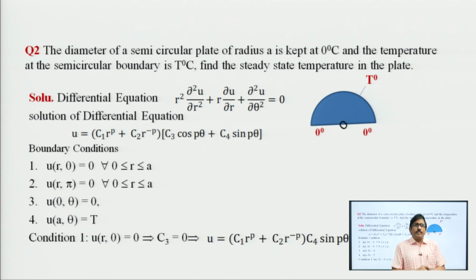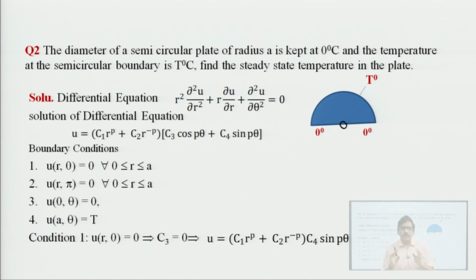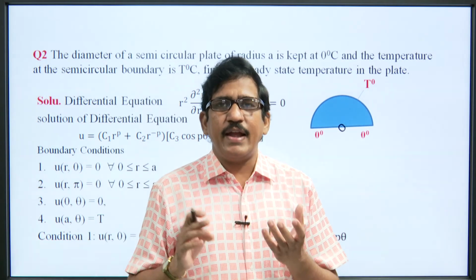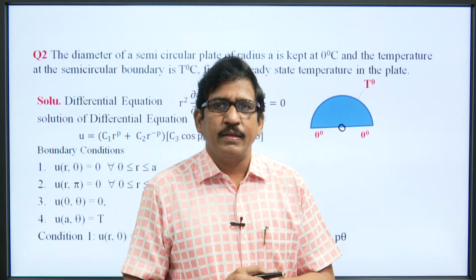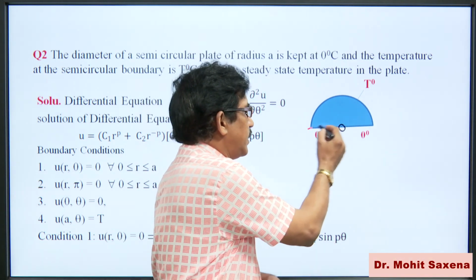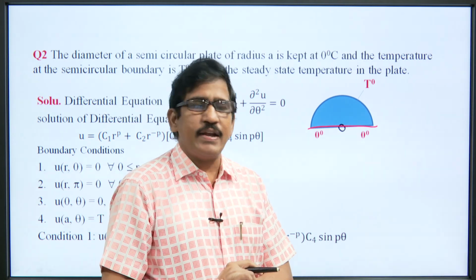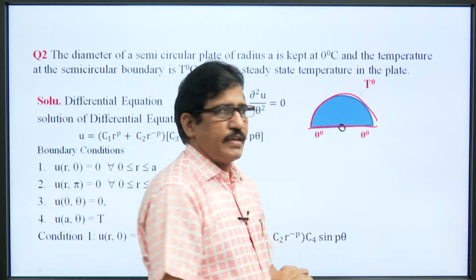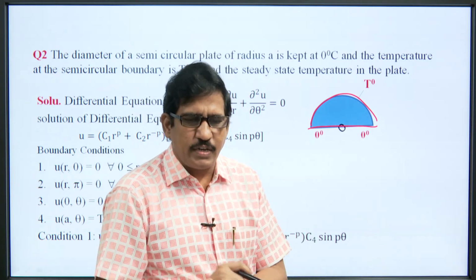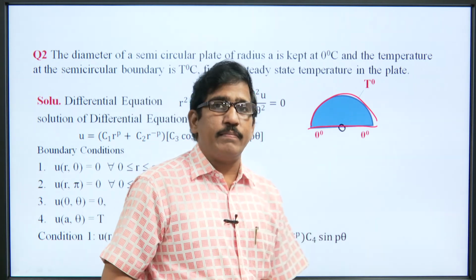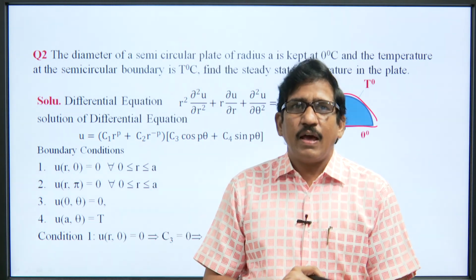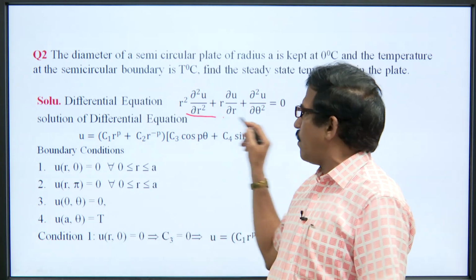The diameter of a semicircular plate of radius a is kept at 0 degrees centigrade, and the temperature of the semicircular boundary is T degrees centigrade. Find the steady state temperature, that is, the temperature of this semicircular plate at any point and any time. So, two things: this is kept at 0 degrees centigrade and this is kept at T degrees centigrade. This is a polar system, so obviously x and y type equations are not applicable here; we must apply the Laplace equation in the polar system of coordinates.